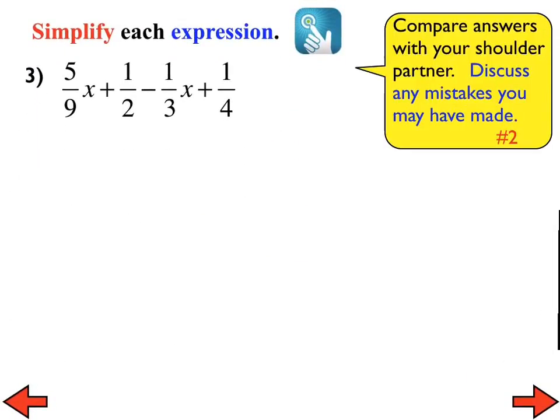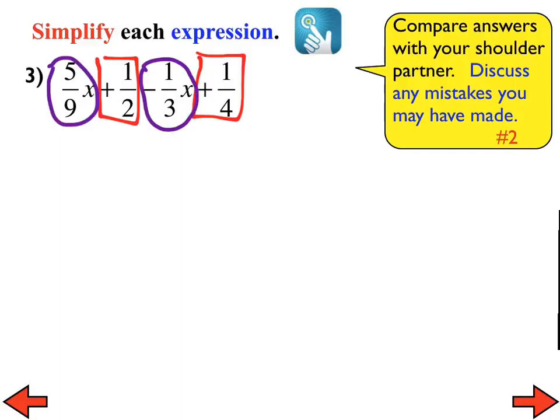All right, number 3, now we have 4 separate terms that we need to combine. Which ones are the like terms that we can put together? Yes? 1/2 and 1/4. These are the constants I can put together. What else can I put together? Right. So what we're really doing is thinking of this as 2 separate problems that we're going to do separately. So I'm going to do the x terms first. 5/9 x minus 1/3 x. Notice I circled 1/3 x, including the sign in front. Don't forget that's negative, okay?